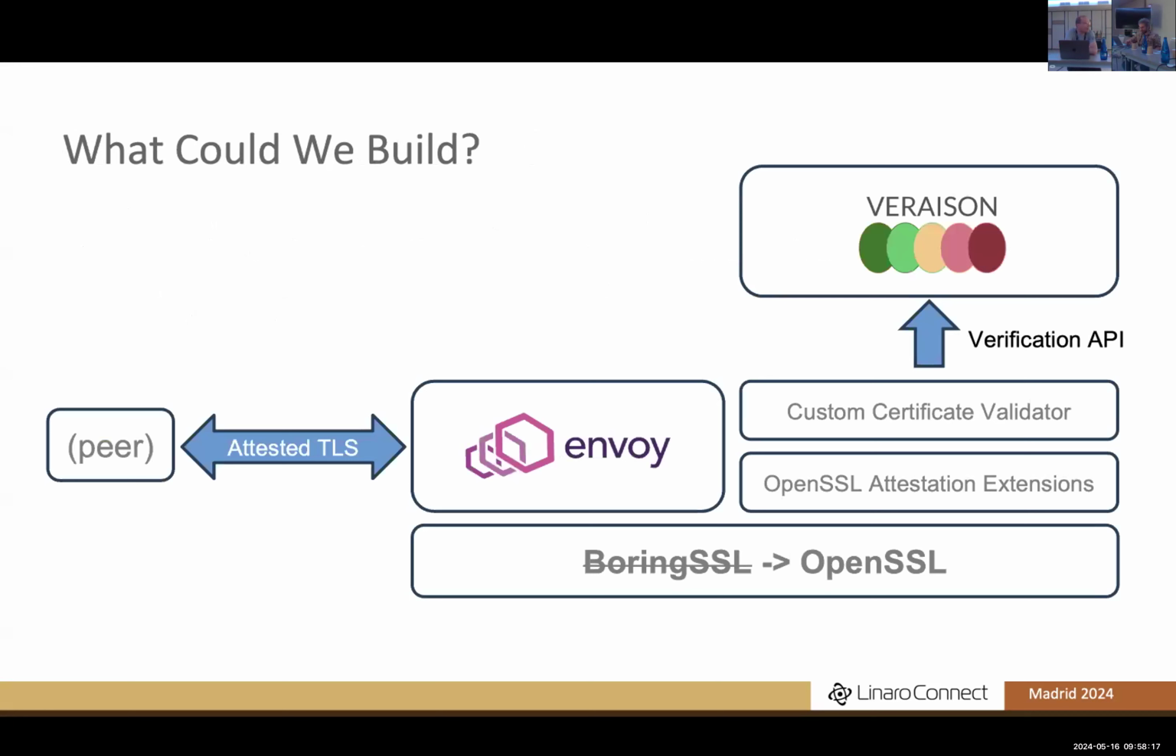So this is a hackathon, so I figured, well, shall we try to draw something that we could actually try to sketch out, actually try to build. And the idea that I had here was we could show Attested TLS between an Envoy proxy and any other peer, which indeed could be just another Envoy proxy, which would be typical in a service mesh environment.